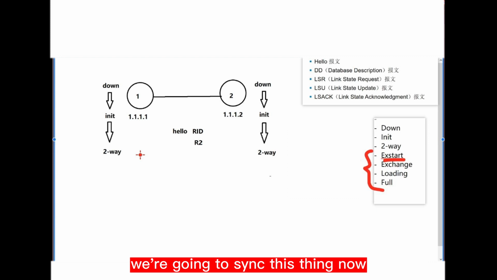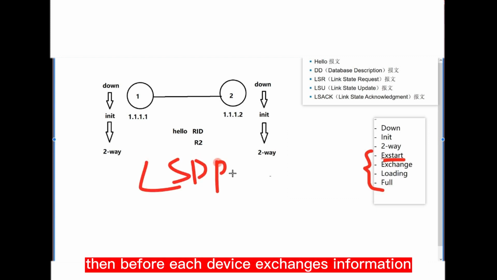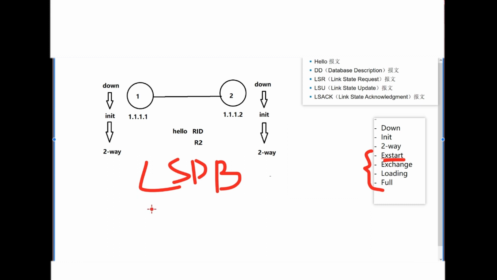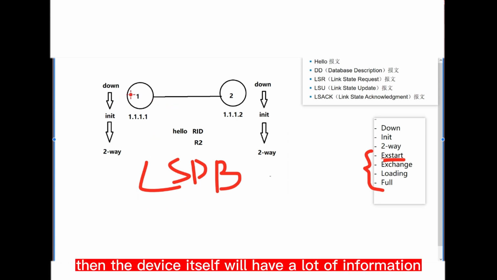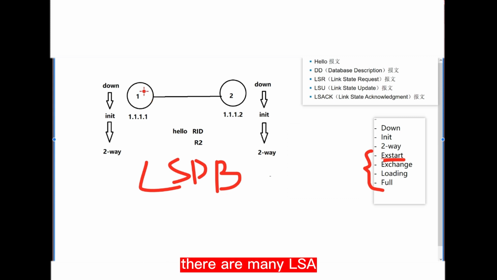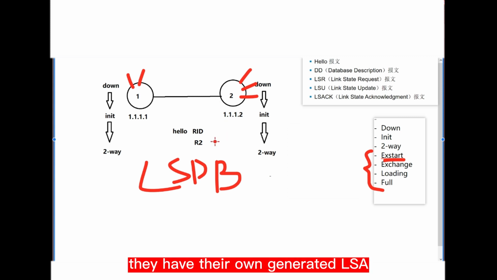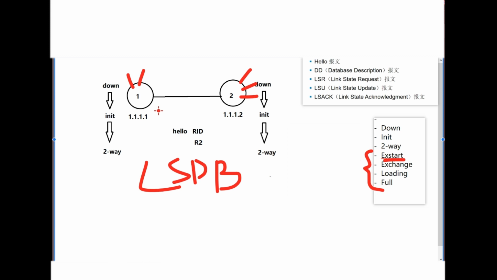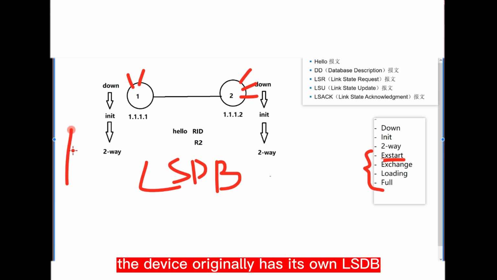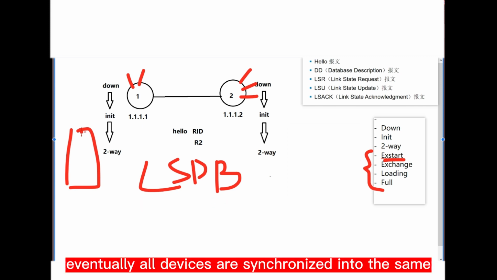We're going to sync this thing called LSDB. Before each device exchanges information, the device itself will have a lot of information. There are many LSAs. In fact, they have their own generated LSAs, and locally each has its own LSDB. That is, the device originally has its own LSDB. Eventually all devices are synchronized into the same one.